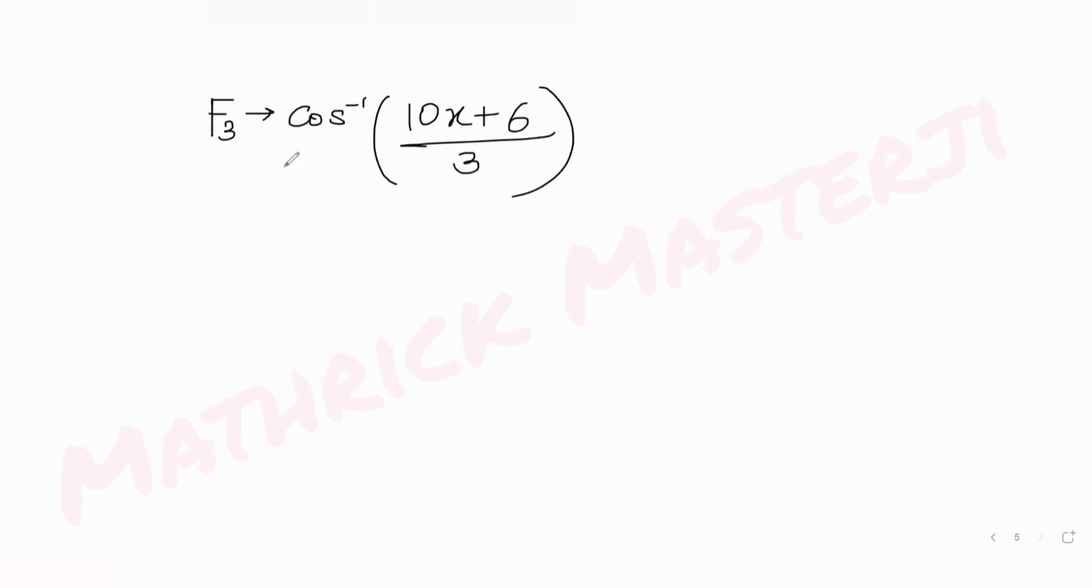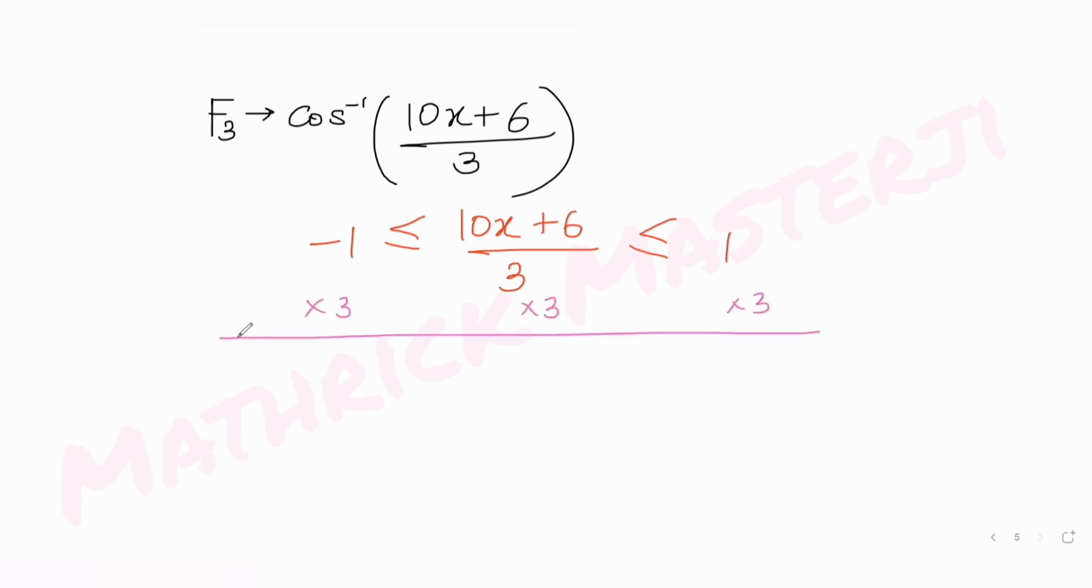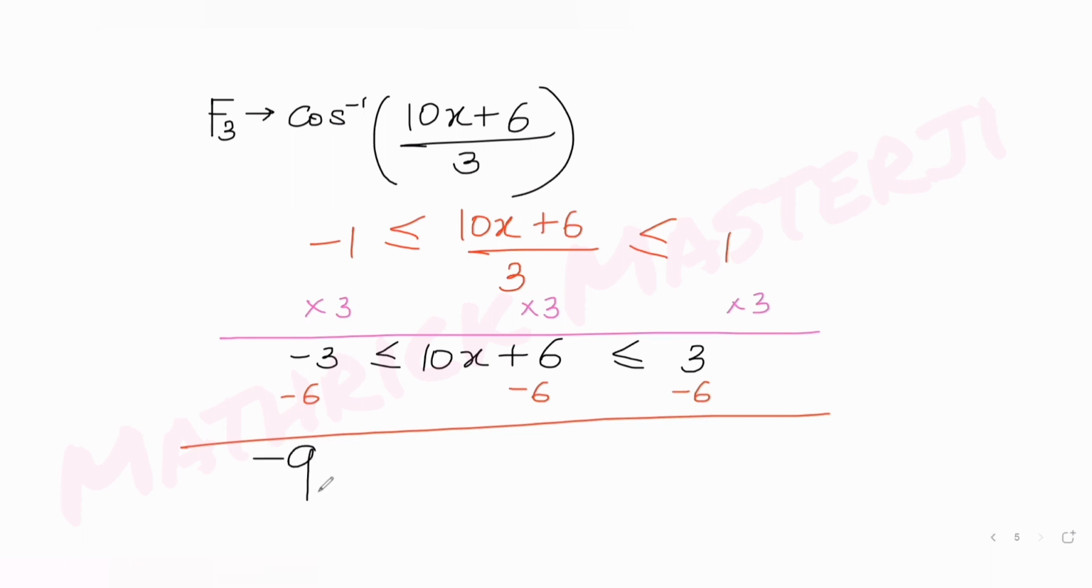Now, again, if it is cos inverse, we also know the cos of any angle goes from minus 1 to 1 again. So minus 1 and 1, and it has (10x plus 6) over 3 in between. So from here, first of all, I'll multiply throughout by 3 everywhere. So your values become minus 3, 10x plus 6, and 3. Now, once you have this, you subtract 6 throughout, and your values become minus 9, 10x, minus 3.